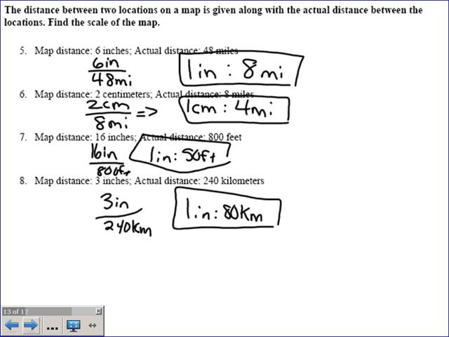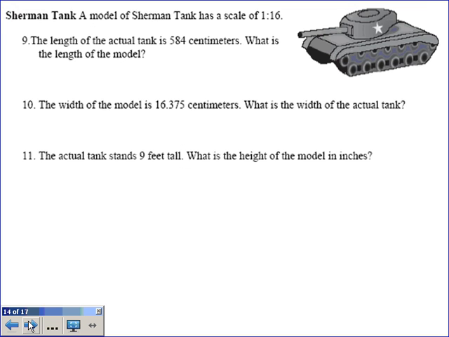All right, turn the page. Hopefully you guys got 1 inch to 50 feet and 1 inch to 80 kilometers. Okay, turn the page. There's a Sherman tank. It says a model of a Sherman tank has a scale of 1 to 16. So we're measuring this tank in centimeters, I guess. It's kind of interesting. The length of the actual tank is, so we're going to talk about actual over the model.